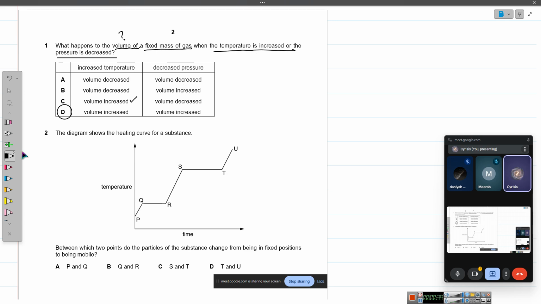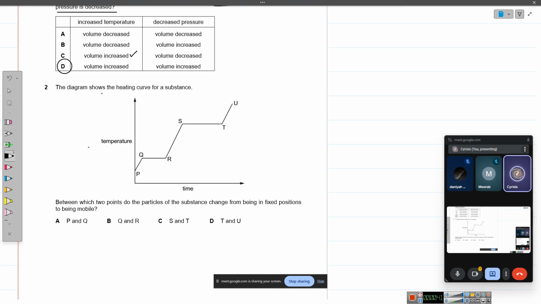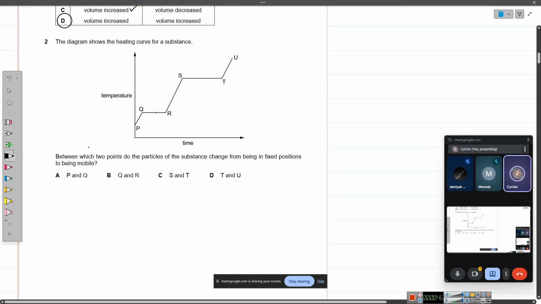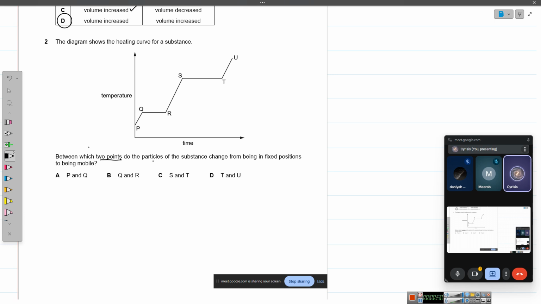Okay, next. The diagram shows the heating curve of a substance, from P to Q, Q to R, and all this. Between which two points do the particles of the substance change from being in fixed positions to being mobile? That means that is solid and this is going to be liquid, right? So when do they change from solid to liquid, between which 2 points? Keep in mind that's going to be between Q and R, right?